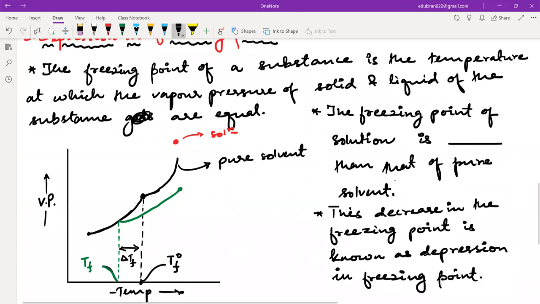What are you filling in the dash? Higher or lower? Lower. Zainab, are you able to understand, Zainab? Yes, Zainab, hello. Zainab, can you please write something in the chat if I'm audible to you? Otherwise, it will be very difficult. So the answer here will be lower.